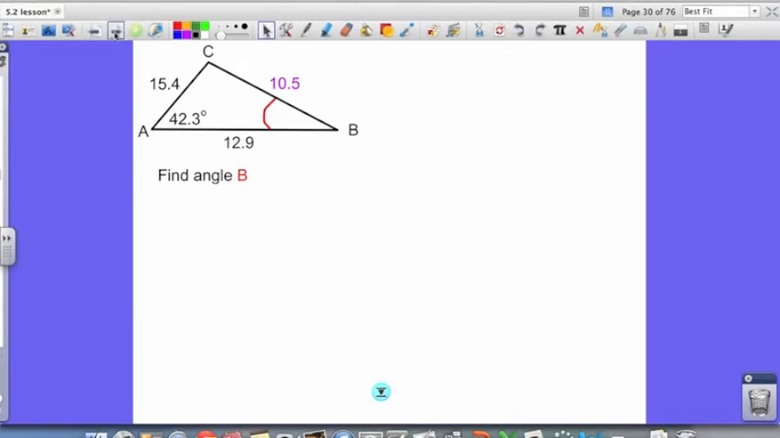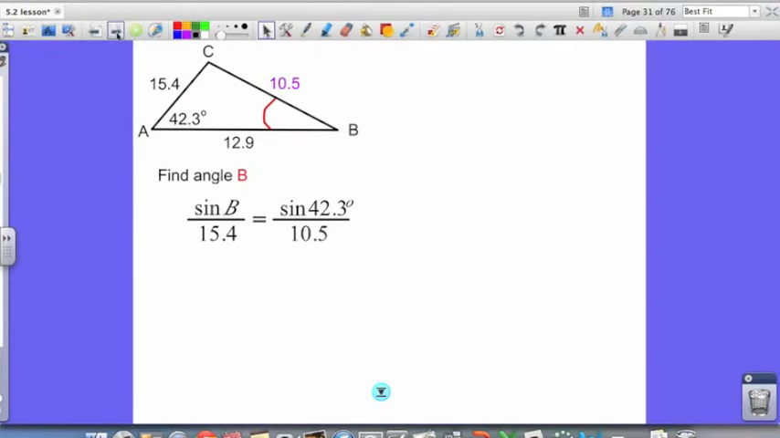How could we find angle B? Well, I know an angle and I know a side opposite. Pretty straightforward to use law of sines to find it. So let's go for that. Sine B over 15.4, that's the angle I'm looking for over the side opposite, equals the angle I know over the side opposite I know.